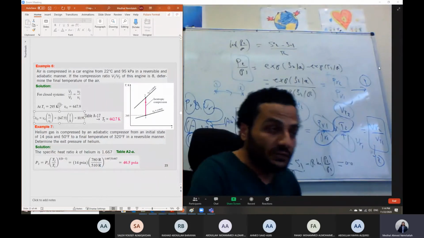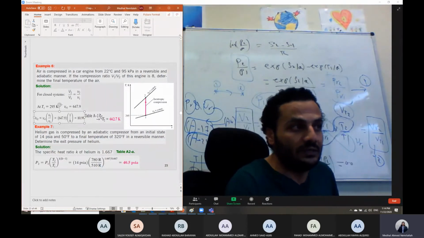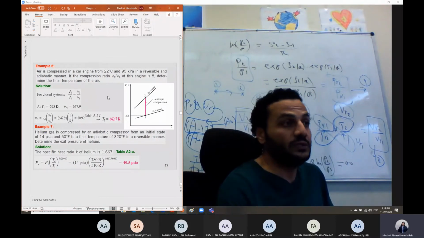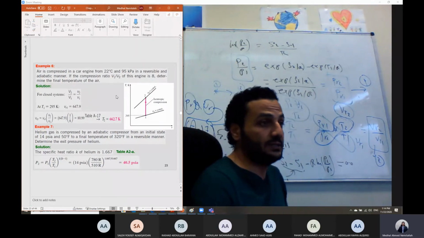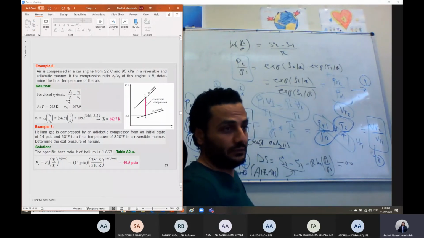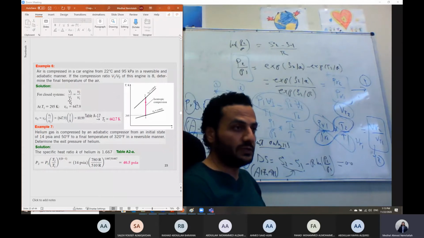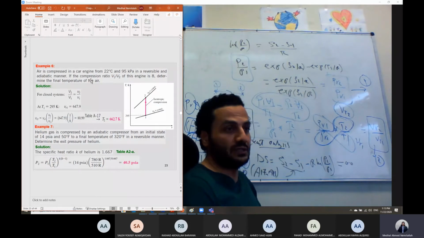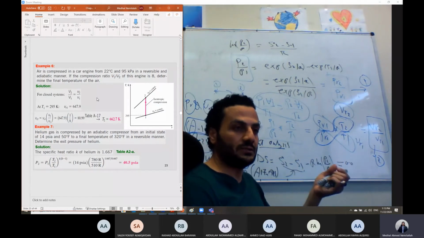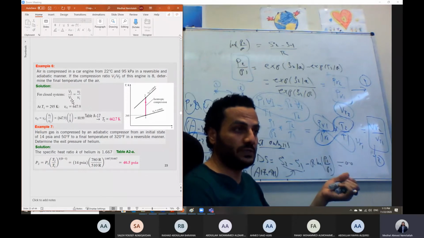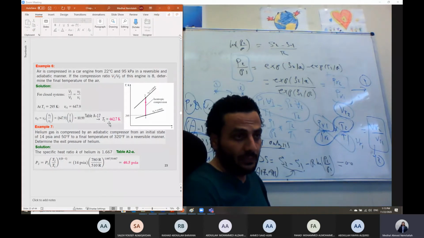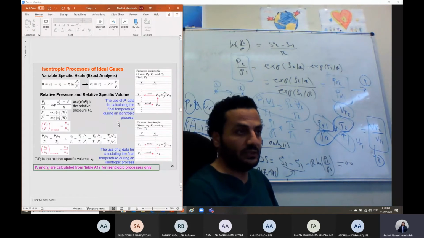So when we have an ideal gas undergoing an isentropic process, we have to decide first. We will be using the exact analysis based on P relative and V relative. Inshallah, we will learn how to use this when we calculate the isentropic efficiency of the compressor. We will be using the isentropic process of an ideal gas. You have to decide whether it is the exact analysis, variable specific heat, which is this analysis, or the approximate analysis, the constant specific heat analysis.